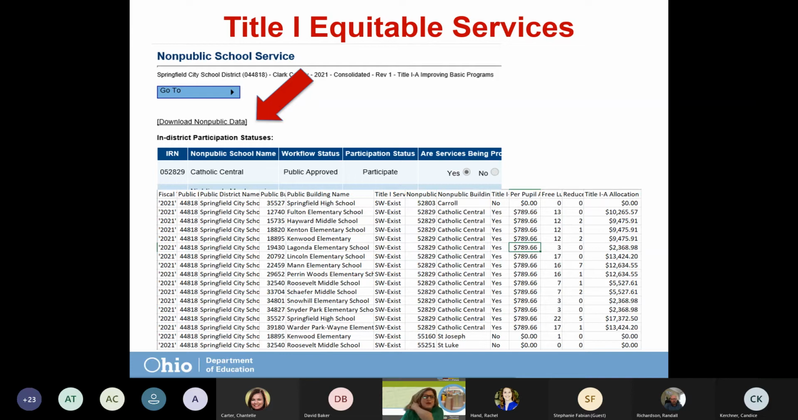At the top of the non-public school service page, there's a download non-public data link. This will generate an Excel file of the data that was reported in NPDS, as well as the PPA and total allocation amount. This is a very informative file and allows you to view your data without having to go back into the NPDS system.